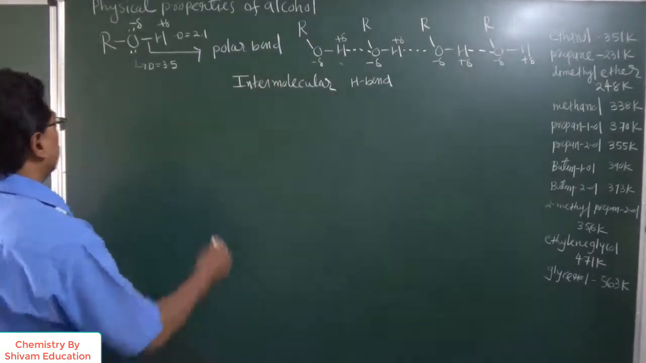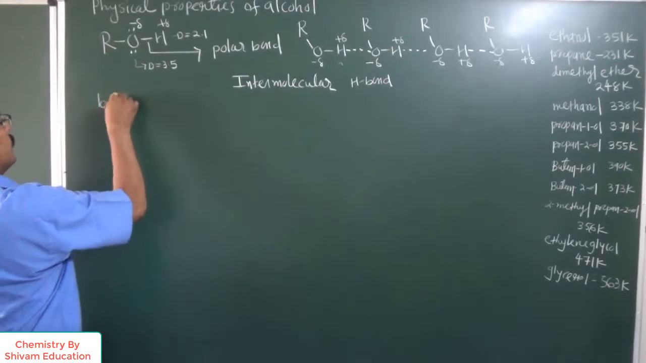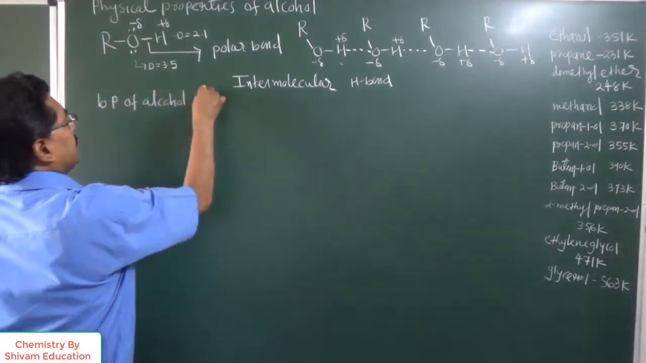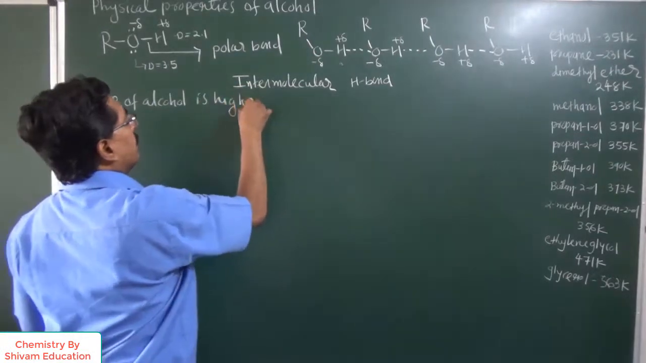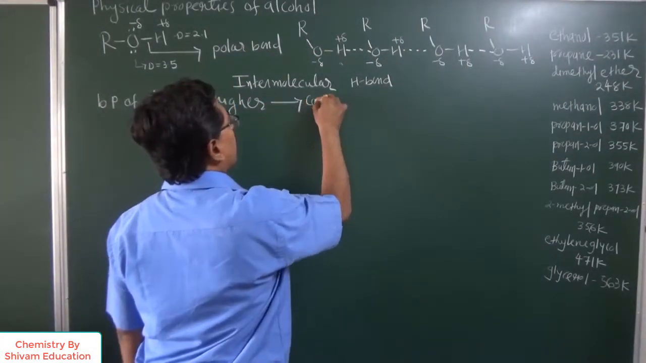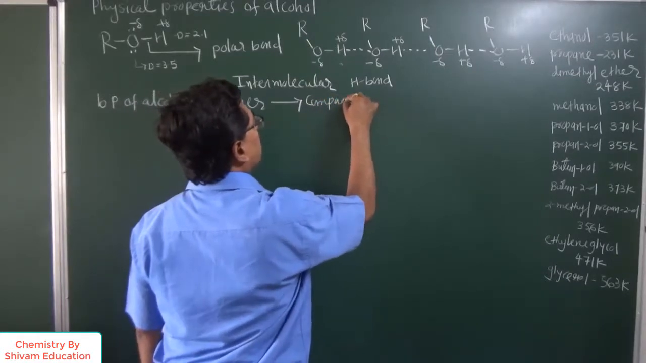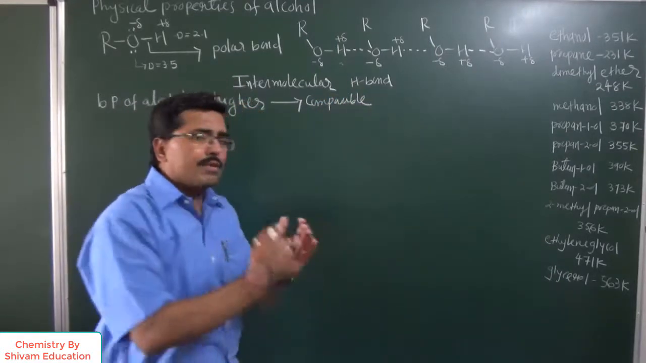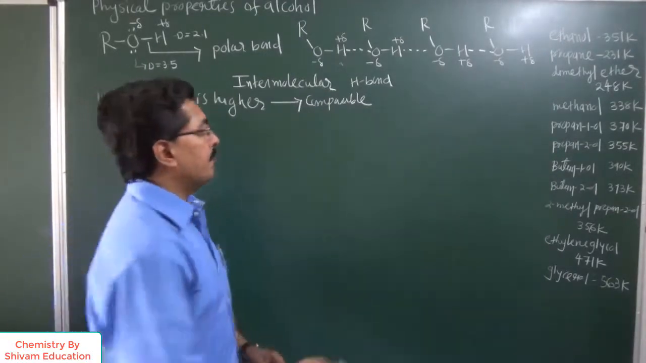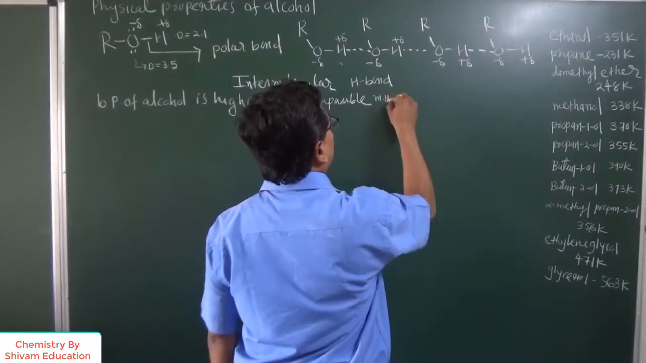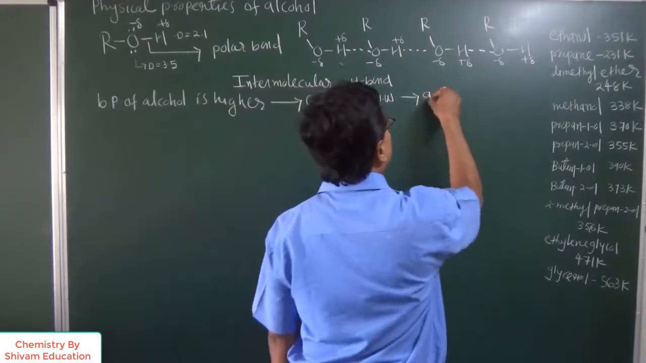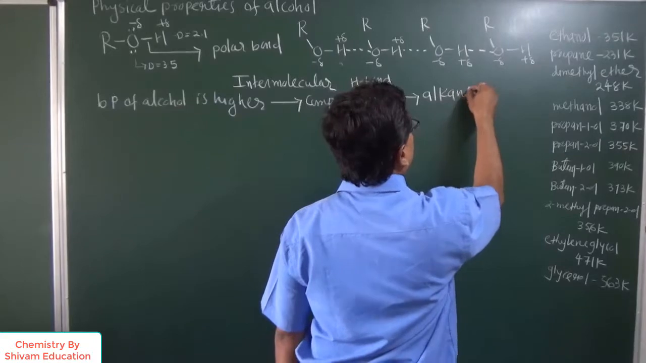Therefore, we can write the first point: the boiling point of alcohol is higher as compared to comparable molecular mass containing alkane as well as ether. Comparable means equal molecular mass or almost near molecular mass.